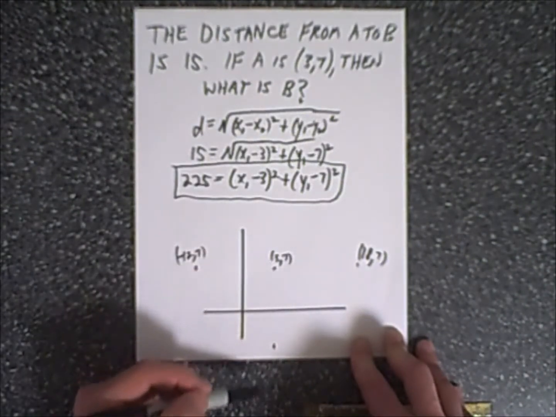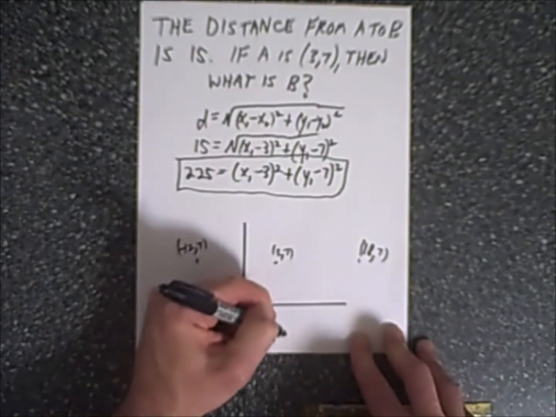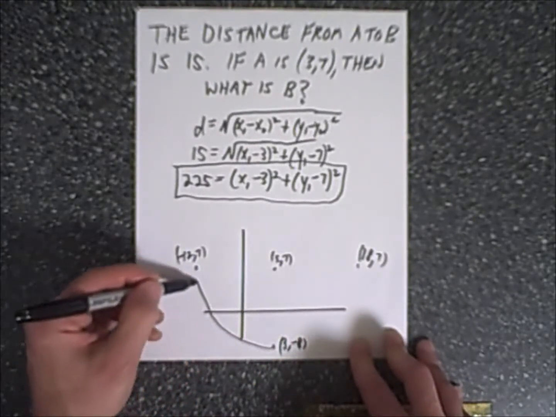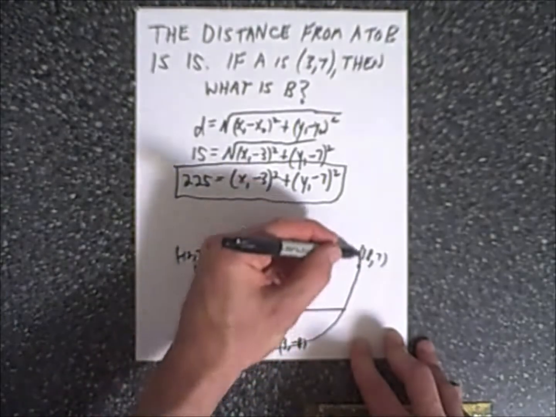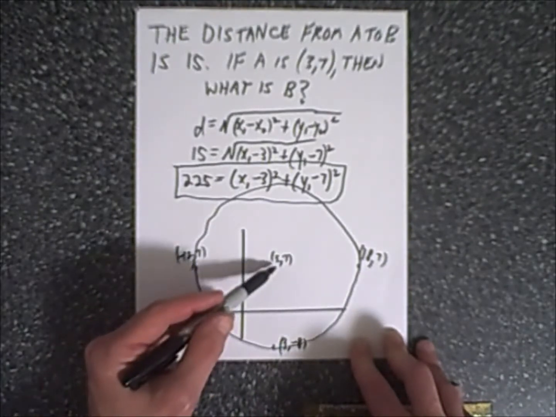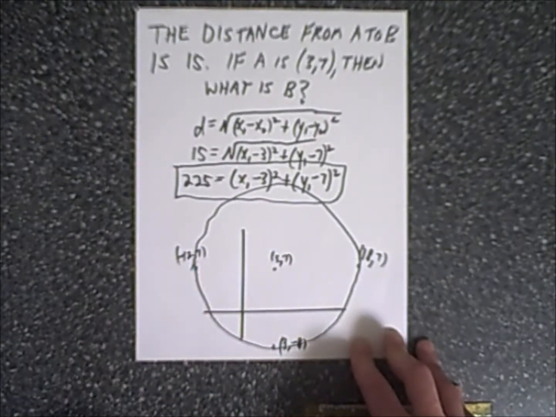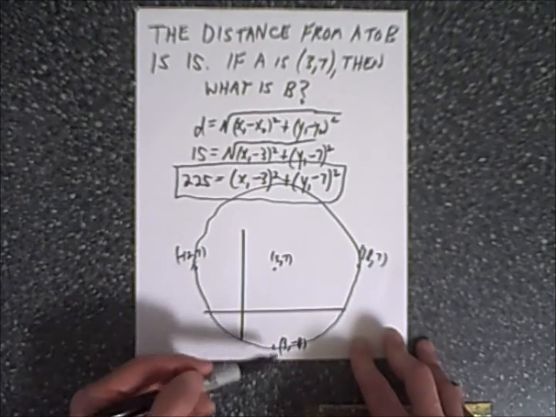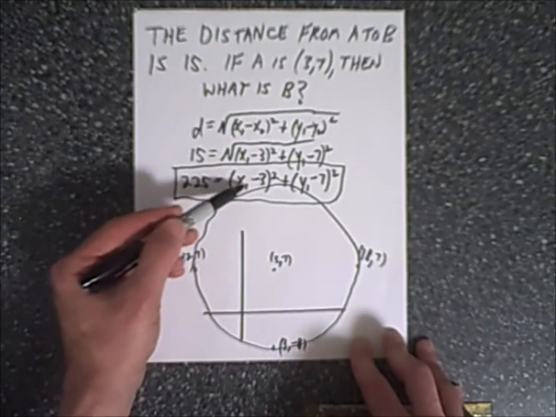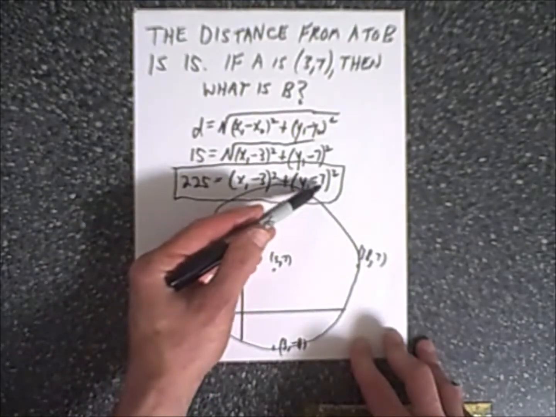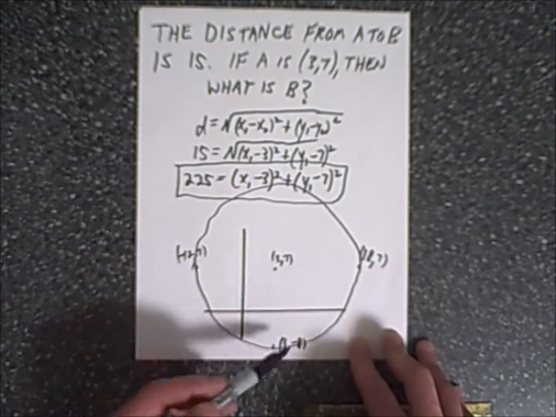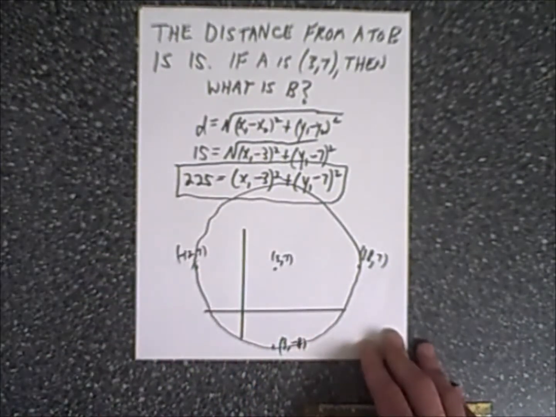And 15 units straight down would be 3, negative 8, and we can make our little circle, and it's going to go like that. And you can see these are all 15 units from the point 3, 7. And we can even check our answer. Let's plug in 3, negative 8. So we would have 3 minus 3 is 0. Negative 8 minus 7 is negative 15, and 15 squared is 225. And actually you could plug any of these points in and they'll all come out to 225.